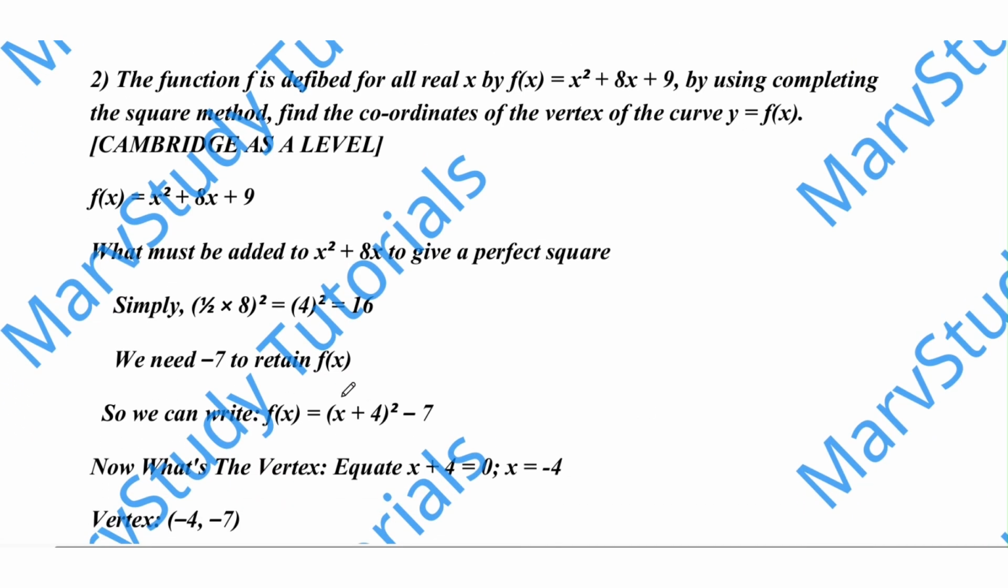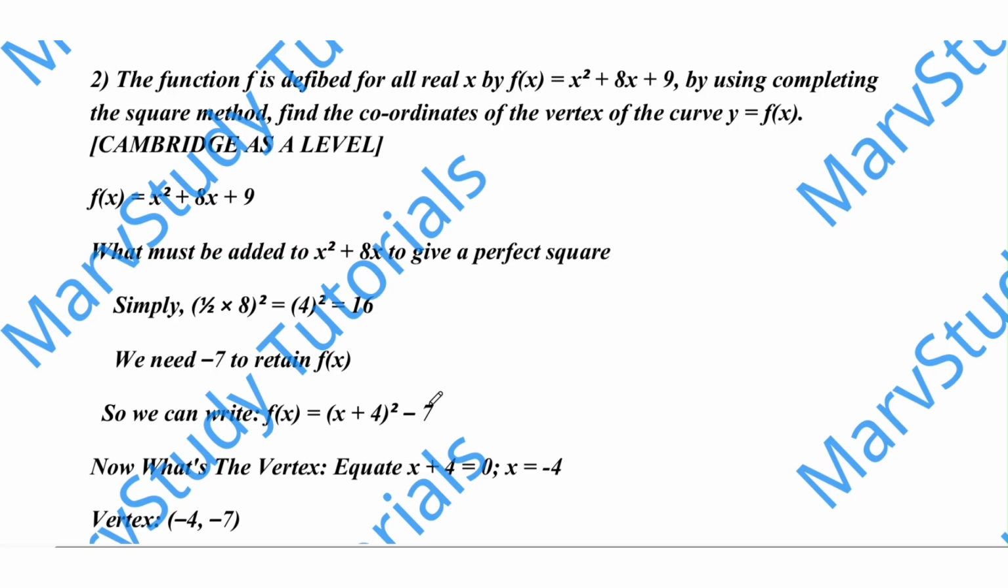Remember how we got this. Please do not forget. It could either be by half of the coefficient of x, which is a positive 4, so we have a positive 4 here, or use the factorization method to factor x squared plus 8x plus 16, and you have this. Then you add your negative 7, because 16 minus 7 is going to give us a positive 9.